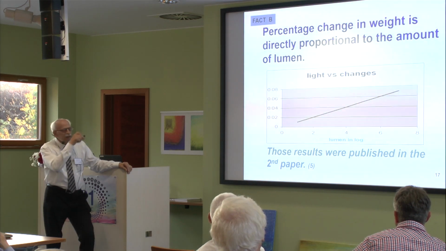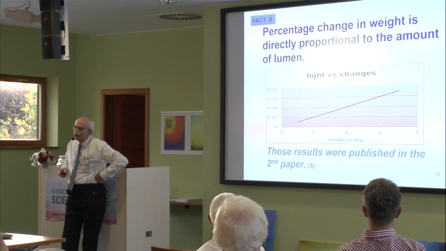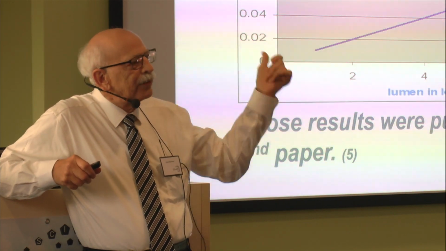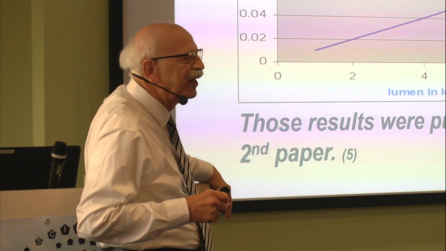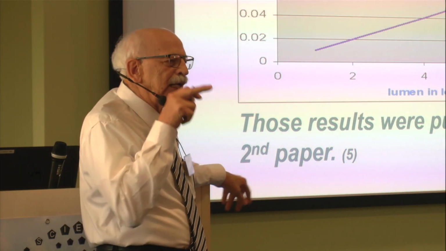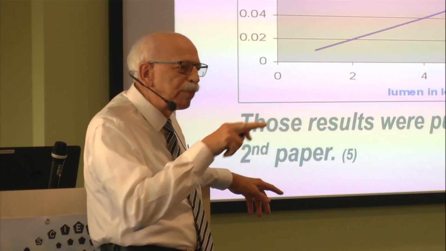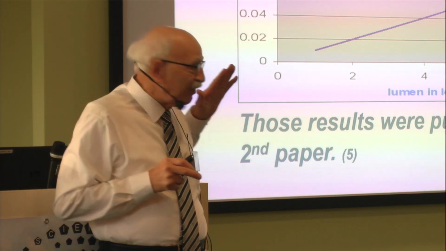And this is important because it's my grandchild. She was making a science project. So she tried with 1 lamp, 2 lamps, 3 lamps, up to 9, all the lamps, 9 lamps, yes, okay. And she found out that the percentage weight loss is directly proportional to the energy of the lamps. It was a straight line.